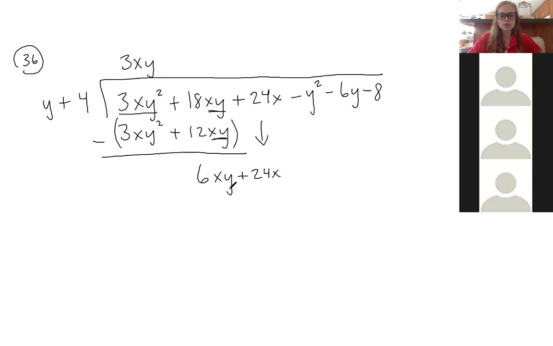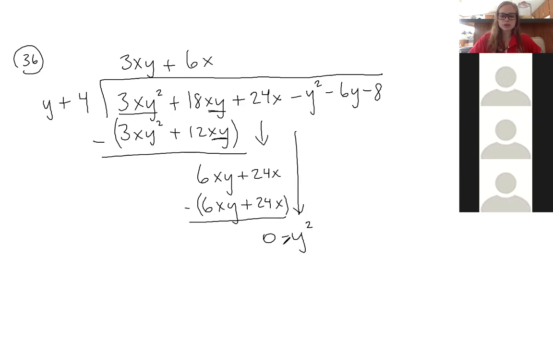So now 6xy divided by y. So what times y will get me 6xy? 6x. 6x times y is 6xy. 6x times 4, that's 24x. Subtract those, I get a remainder of 0. Bring down your negative y squared. So we've got negative y squared, 0 minus negative y squared.